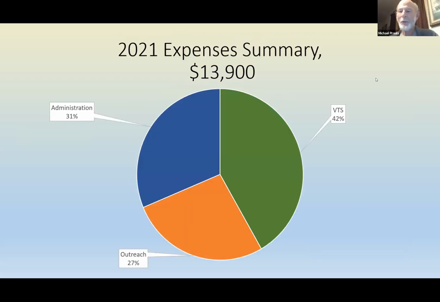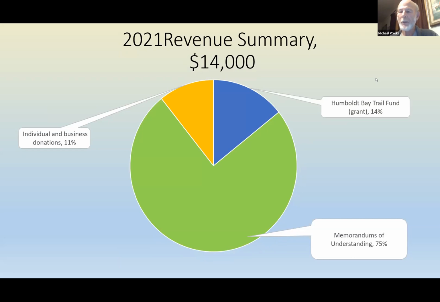Kim said, I would just add one thing. Sure. We now also have a memo of understanding with the county of Humboldt. That's partly what that revenue is based on. Please excuse me, Hank. I'm sorry.